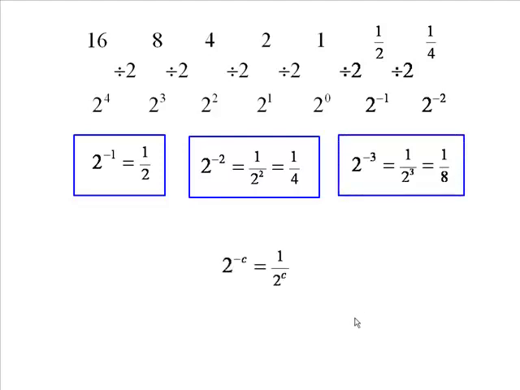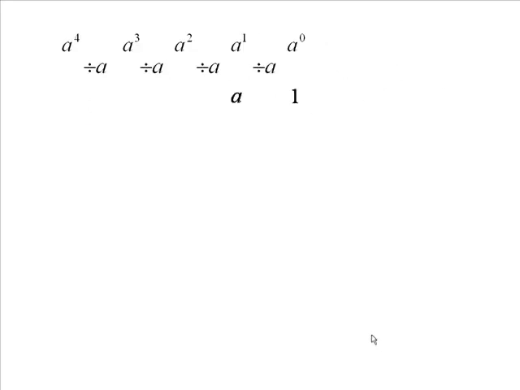So, in general, 2 to the power of a negative number is 1 over 2 to the power of the same positive number. So 2 to the power of minus c is 1 over 2 to the c. And that's worth remembering. Let's do a little bit of algebra on that now.